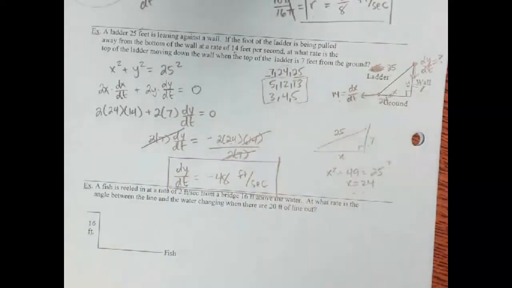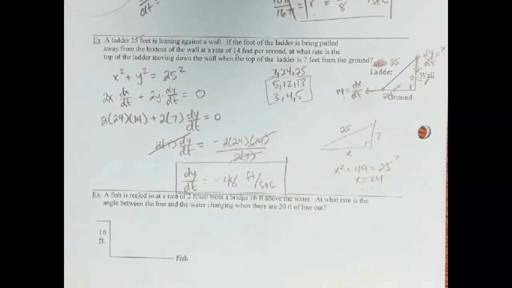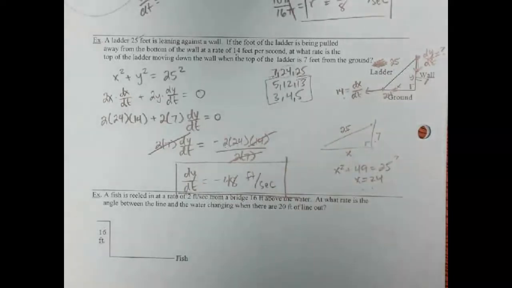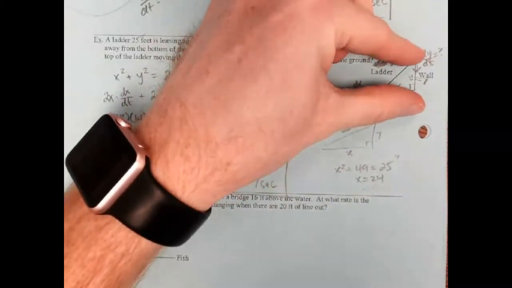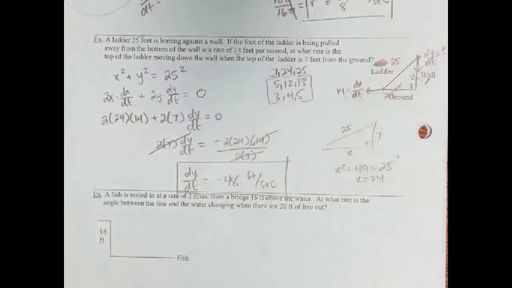Okay, so again, this is a perfectly fine answer. If it was a free response, saying dy/dt is negative 48 feet per second, that's fine. Since you're pulling that ladder away from the wall, the top of the ladder is going to be going down, right? So since y is decreasing, dy/dt should be negative, right? That makes sense. But let's think about this.